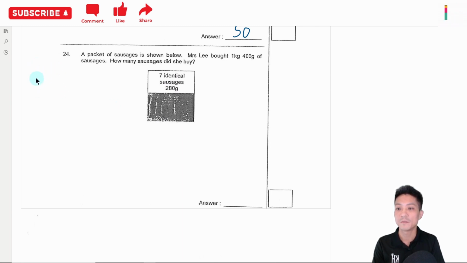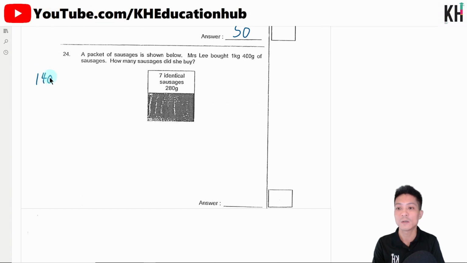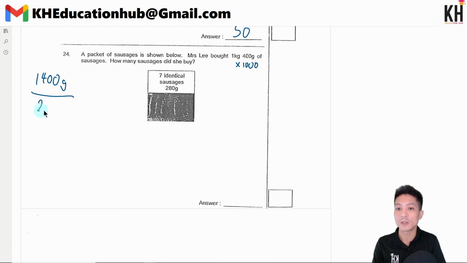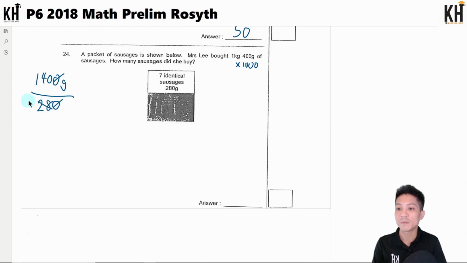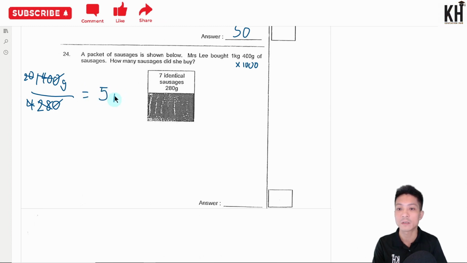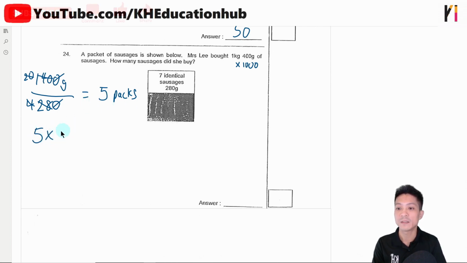And I want to find out how many packets can Mrs. Lee buy. Okay, first I'm gonna convert the 1 kg 400 gram into 1400 grams. Okay, you just need to multiply it by 1000. Okay, and then I'm gonna divide it by 280. Okay, use the simplifying way, just cancel the 0. Divide by 7, it will give me a 20. And so I can divide by 4 again, which will give me 5 packs. Okay, since each pack there are 7 identical sausages, so 5 times 7 will give me 35 sausages altogether.